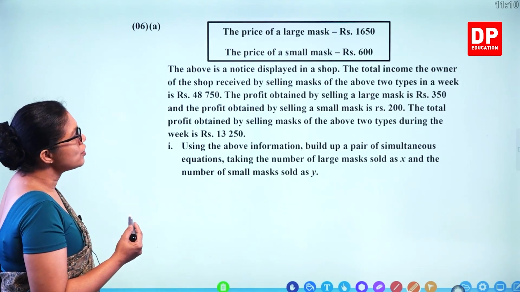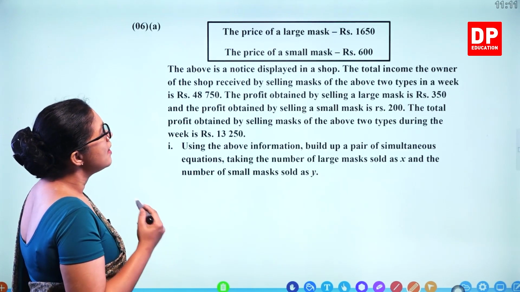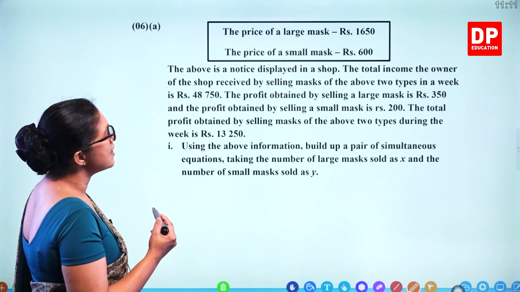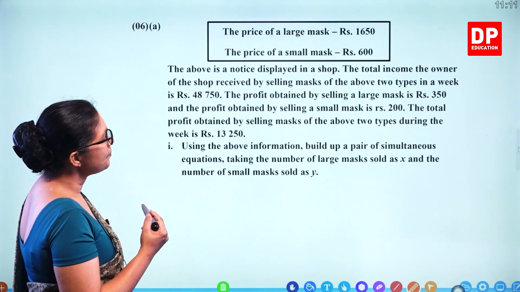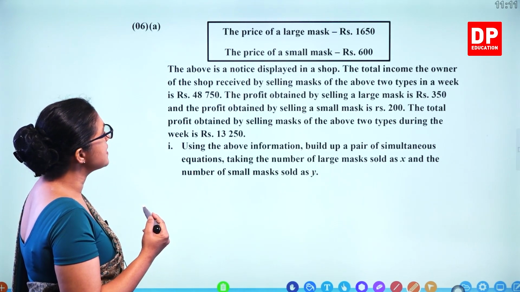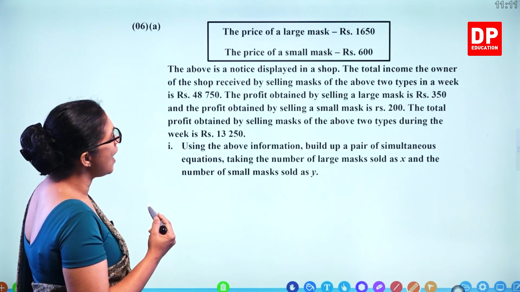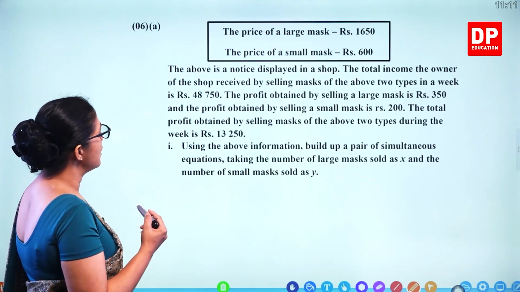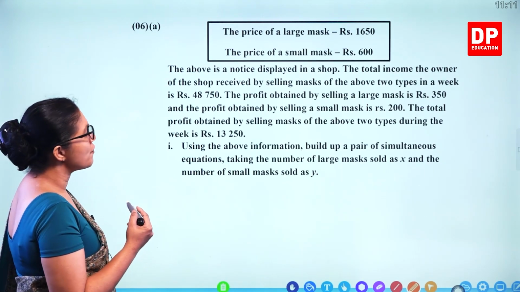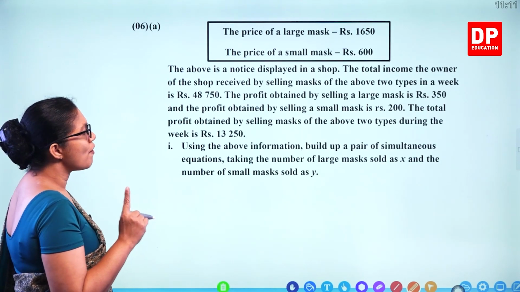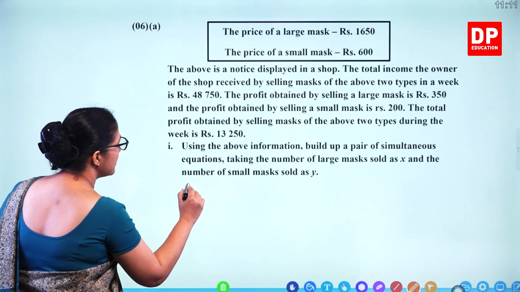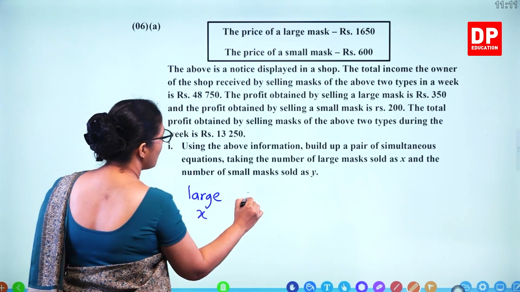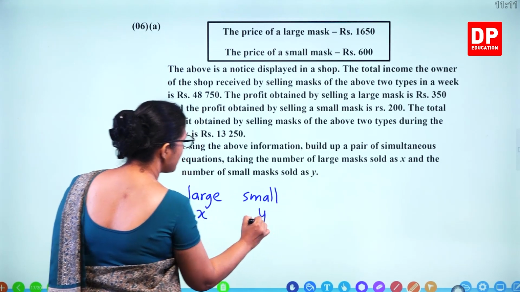48,750. The profit obtained by selling a large mask is 350 and the profit obtained by selling a small mask is 200 rupees. The total profit obtained by selling masks of the above 2 types during the week is 13,250. Using the above information, build up a pair of simultaneous equations, taking the number of large masks sold as X. So the large ones we can take as X, and the small ones you can take as Y.